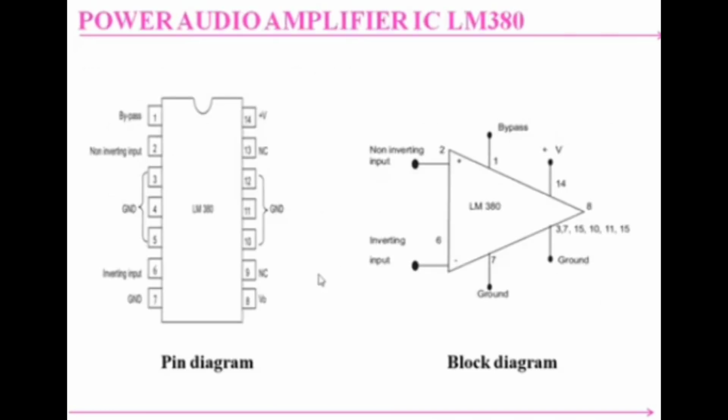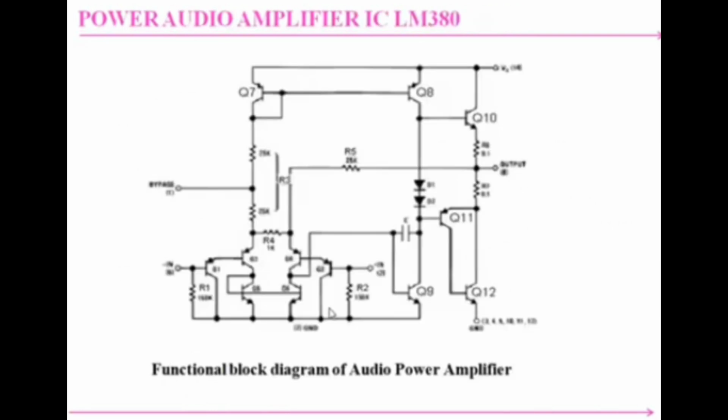So this is a pin diagram of LM380 and this is a block diagram of LM380. The first one is bypass, second one is non-inverting terminal, third, fourth, fifth and 12, 11, 10th pins are ground, 7th pin is ground, and 13 and 9th pin are no connection. Then 6th is inverting input, 14th pin is supply voltage, 8th pin is output voltage.